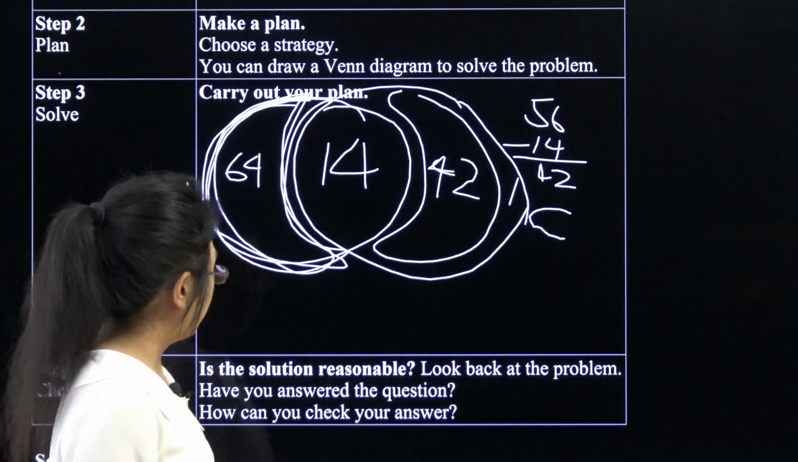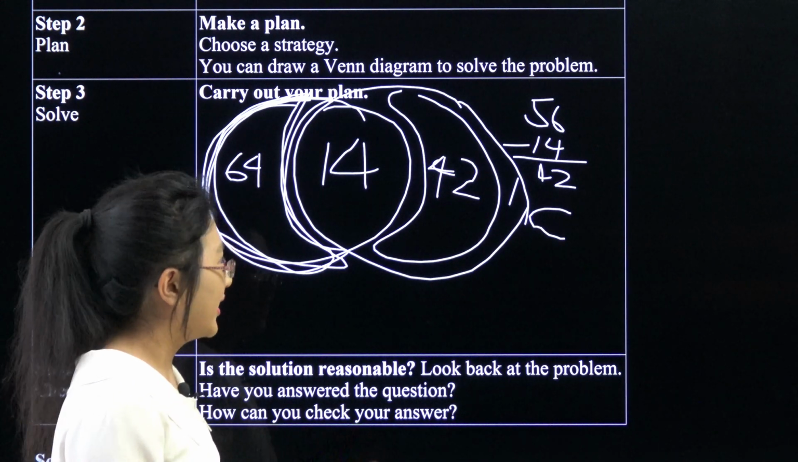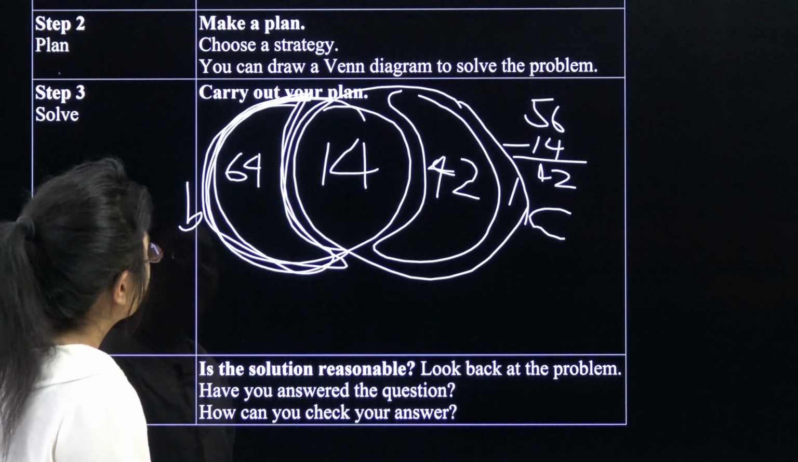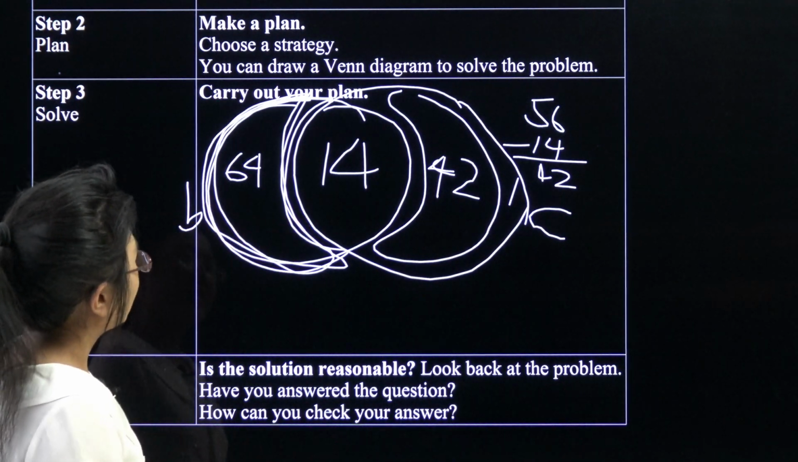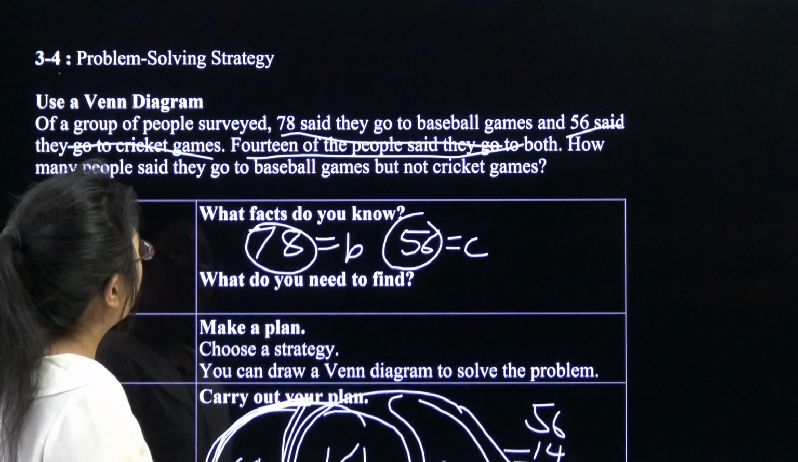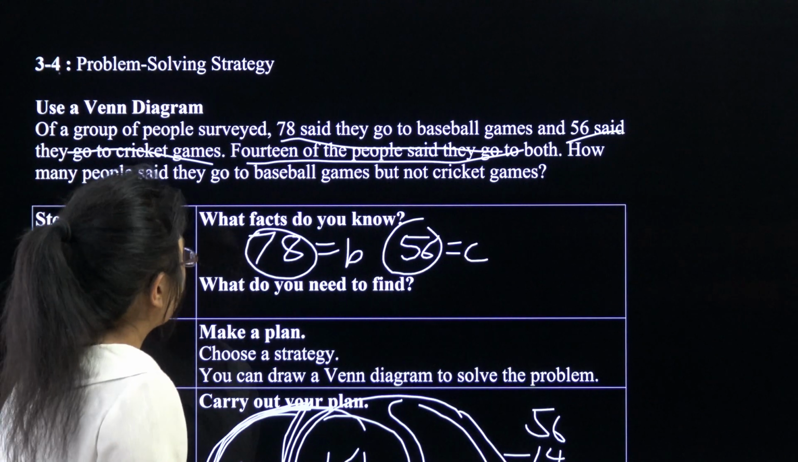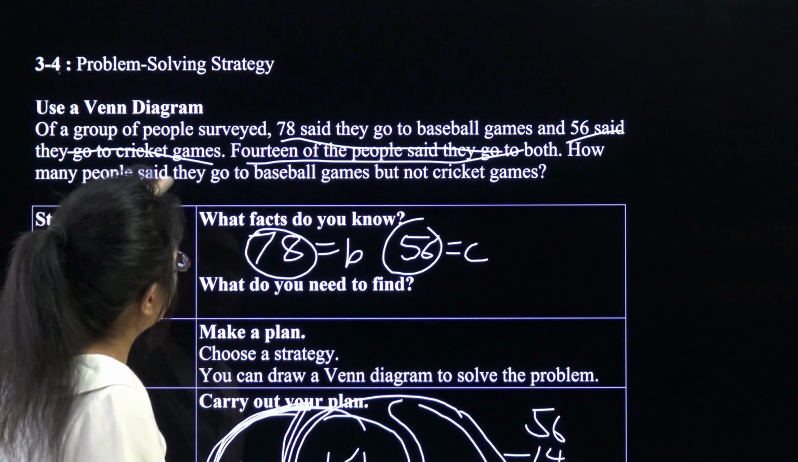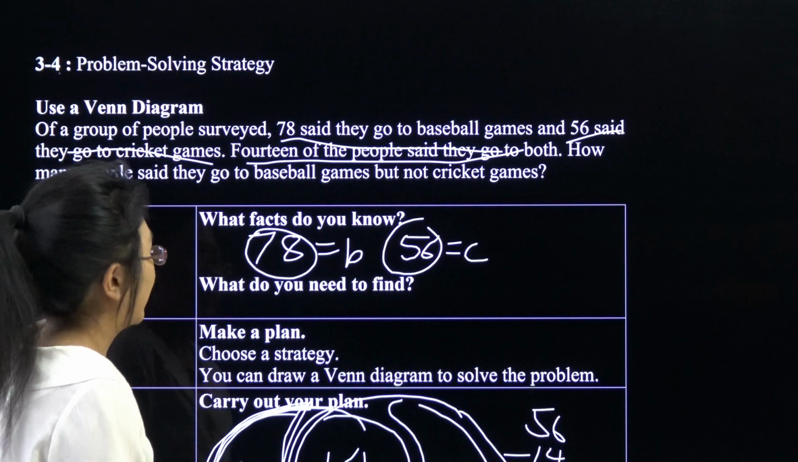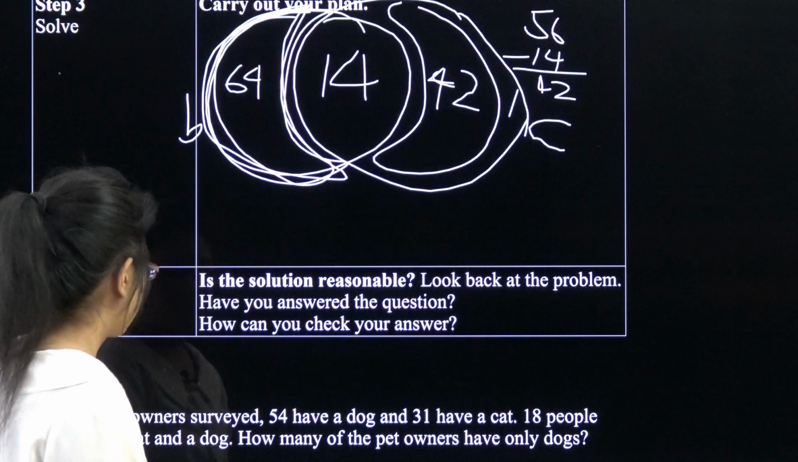Now, is the solution reasonable? Look back at the problem. Have you answered the question? Yes. How can we check our answer? Well, we could just run it through logic again. 64 plus 14 equals 78. Now, look back at the problem, see if we got our facts straight. 78 said they go to baseball games, 56 said they go to cricket games, 14 of the people said they go to both. Well, we got that right. So, we're done checking the question.